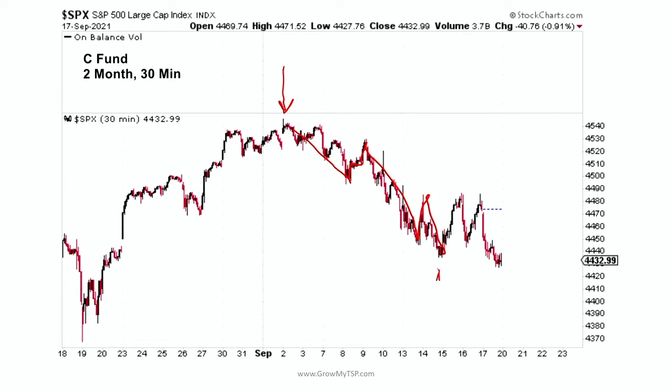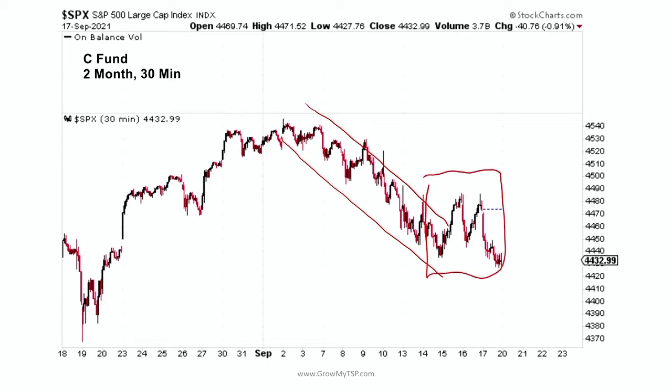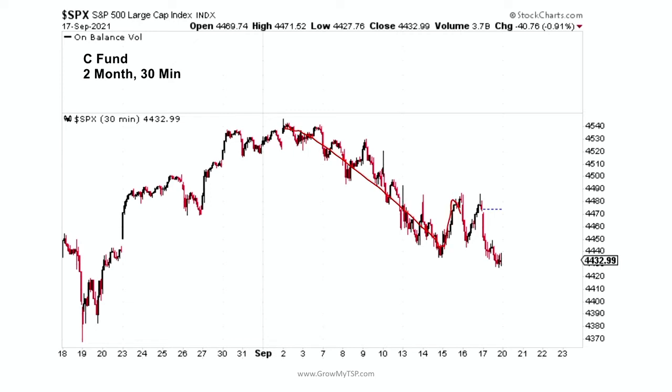Either way, you can see this pattern right here versus this pattern here, they don't look anything like each other, right? They don't look anything like each other. This is an impulse move down. This is a clear corrective move from that impulse move down.